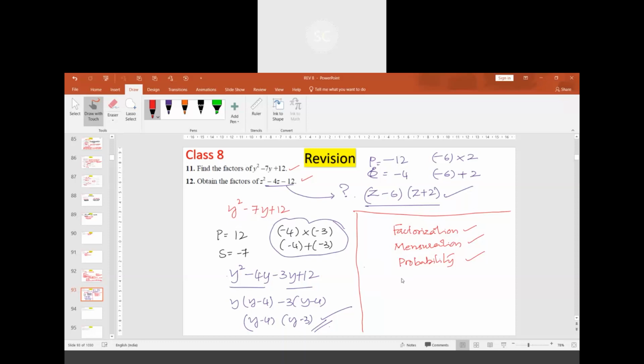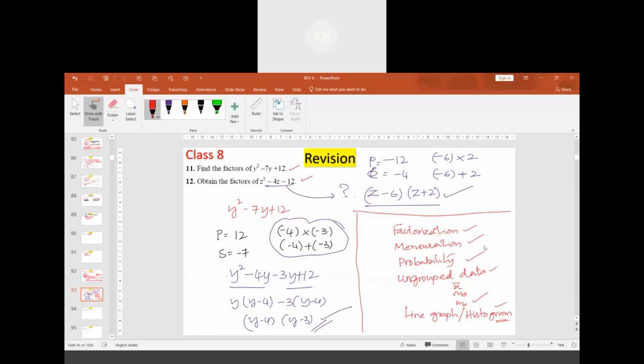Then there is algebra, and ungrouped data in statistics. Introduction to graph. Ungrouped data will repeat. Finding mean, median, mode. Linear graph and line graph will repeat. To some extent, you also have histogram. This concept will repeat.